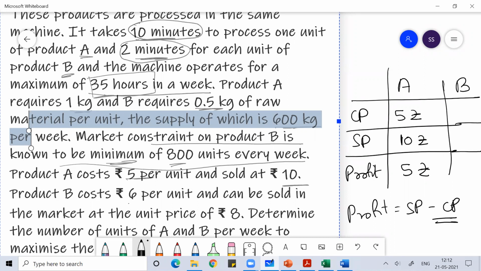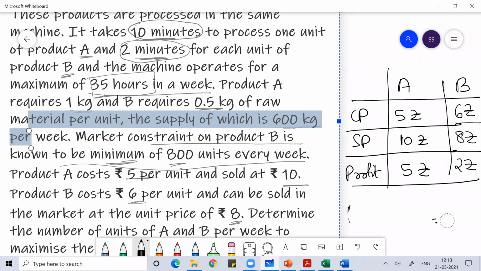The product B costs 6 rupees per unit. To get one unit of product B, you need to spend 6 rupees, and it is sold in the market at 8 rupees. So on one unit of product B, you are getting 2 rupees profit. With that, you can find the profit on one unit of product A and on one unit of product B. So you can set your objective function. If X1 is the units of product A produced in a week, and X2 is the units of product B produced in a week.